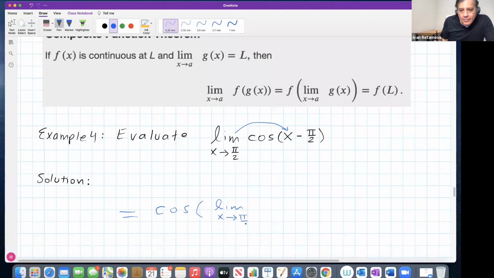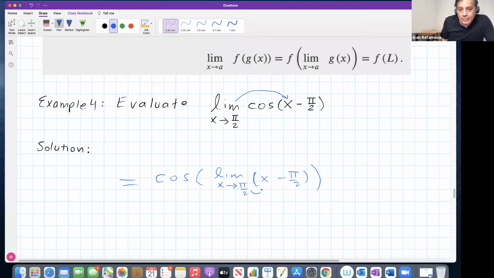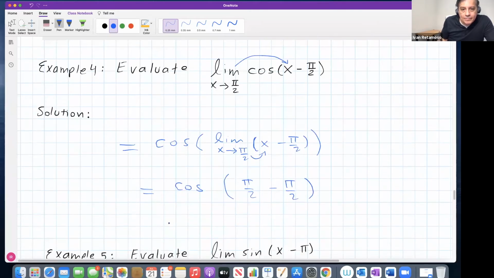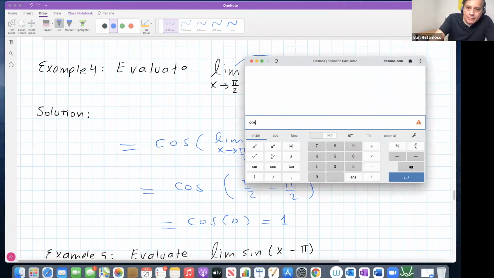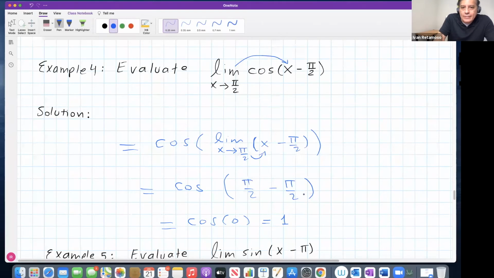So if they ask you for this limit, it's like plugging the value in. The pi over 2 there in the end, because now it's a linear function, I plug the value in, and look how easily you get your limit. Pi over 2 minus pi over 2 is 0. Cosine of 0. But what is cosine of 0? It's 1. It's very counterintuitive, but if you don't remember, you just compute it. Make sure you're working in radians. Degrees or radians, it's 1. Great. So this is how you work.